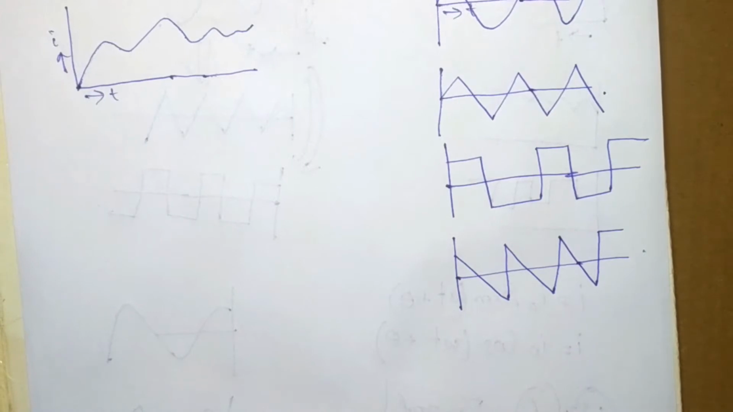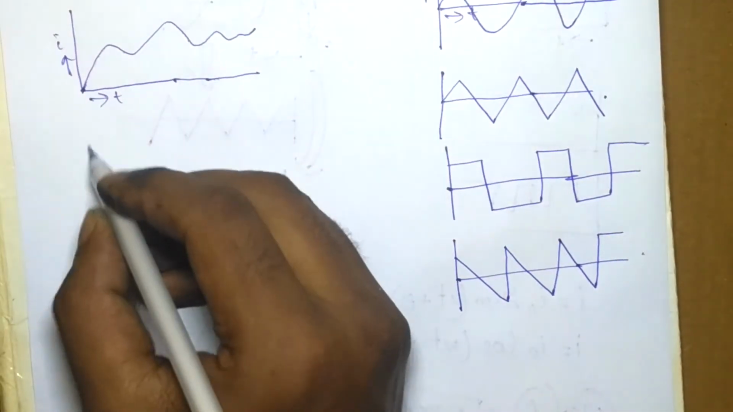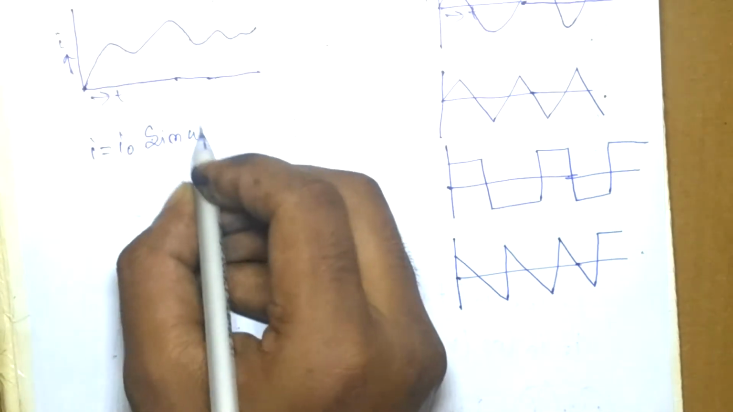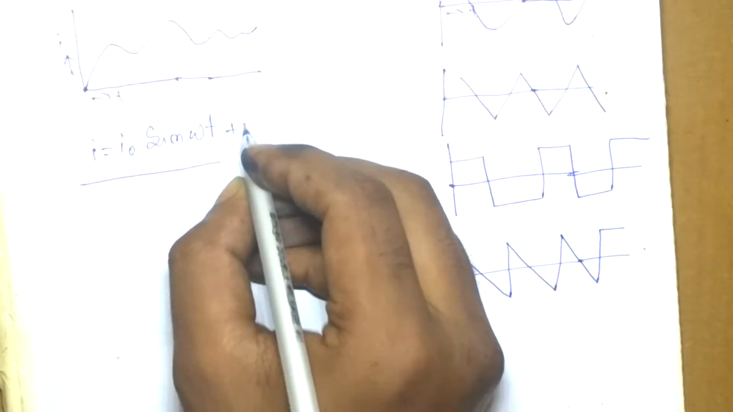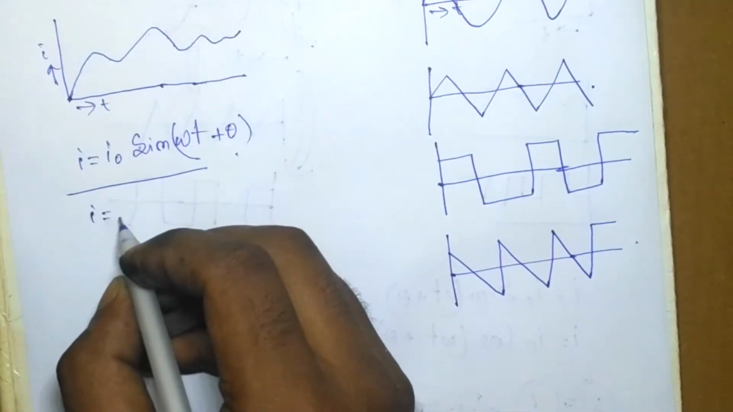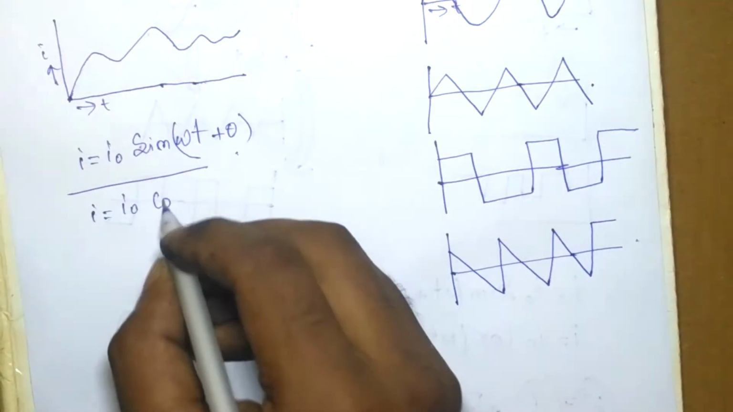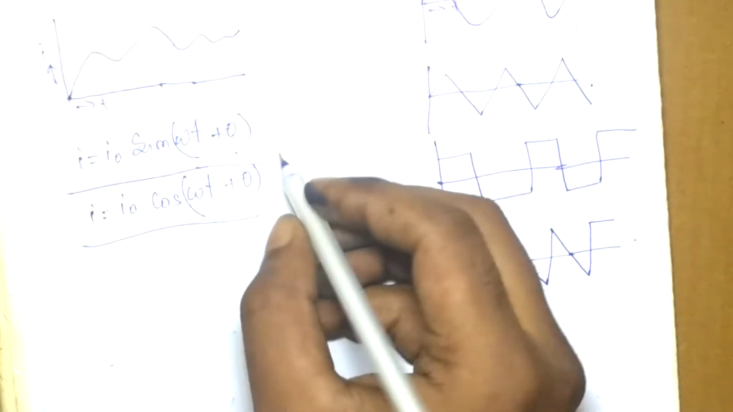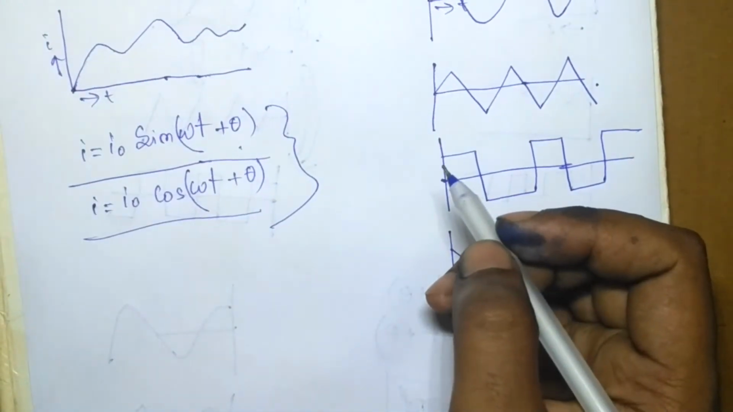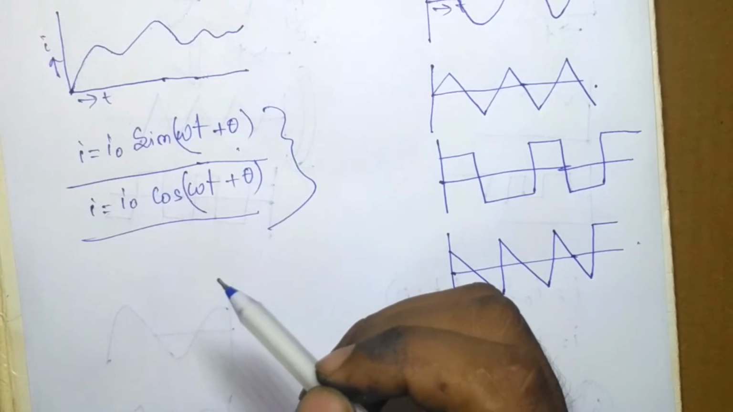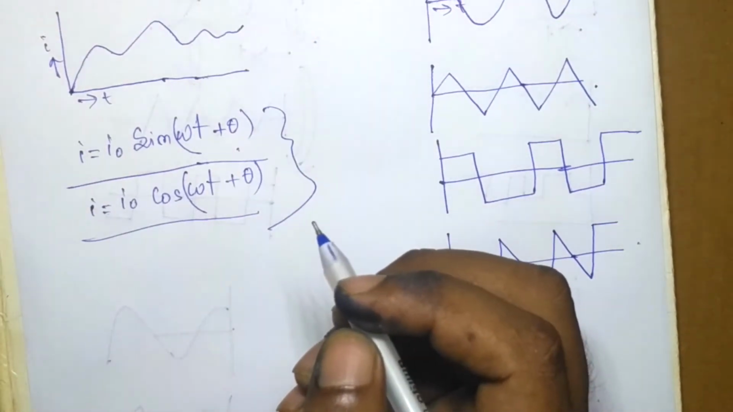Now, a sinusoidal waveform is written as I equal to I0 sin omega t with a phase phi. Now it can also be written as I equal to I0 cos(omega t plus phi). Actually, there is no difference between sine and cos function. Actually, there is a phase difference of pi by 2 and that's all. Sinusoidal function and cosine function are same.